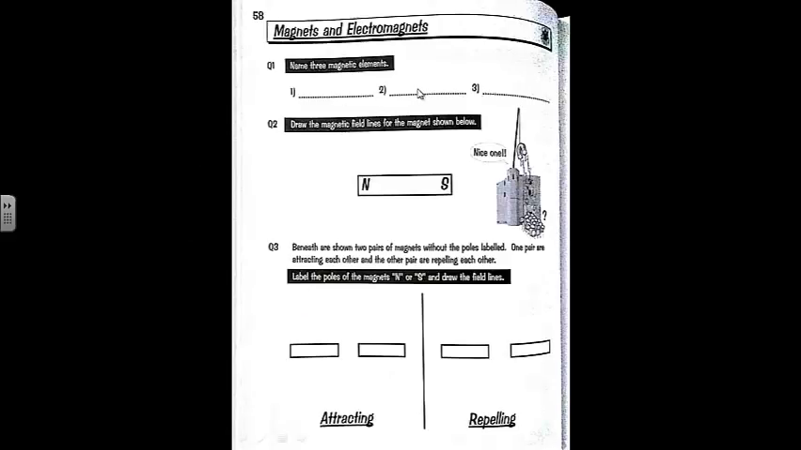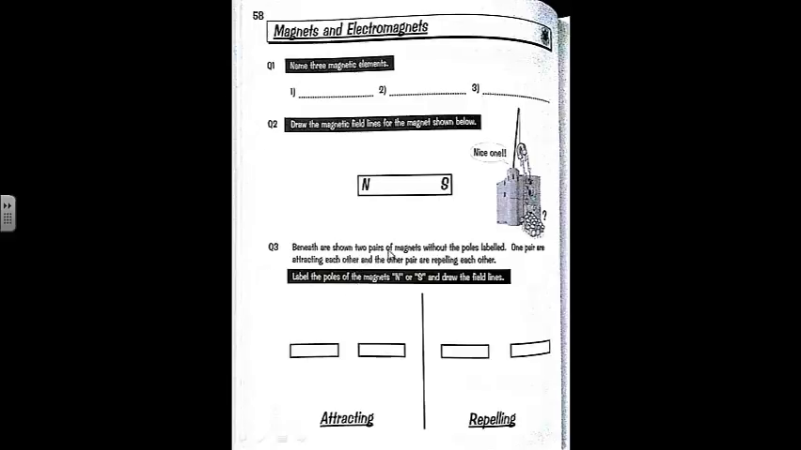Name the magnetic elements. The things that a magnet can attract. It can be iron, steel, cobalt or nickel. Question 2 is cancelled. Just cancel it.